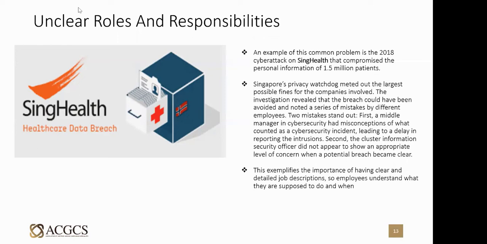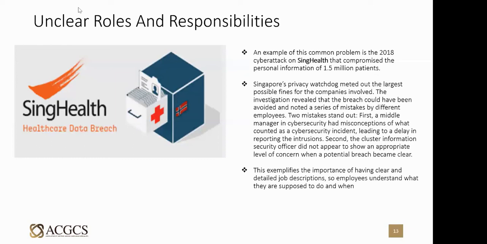So as you can see here, lack of adequate JDs, lack of understanding of what their role is, and the possible lack of detailed policies and procedures created a huge data breach, for which the Singapore privacy watchdog issued a very, very large fine for all the different companies that were associated in this.